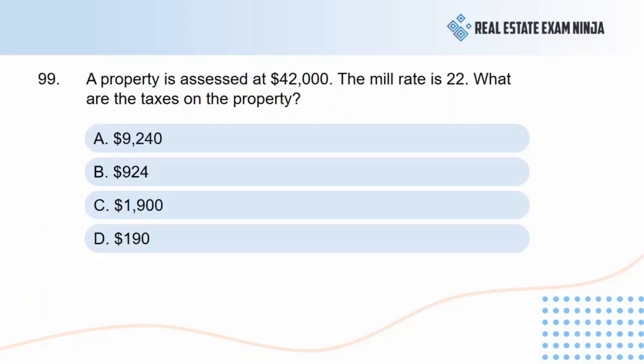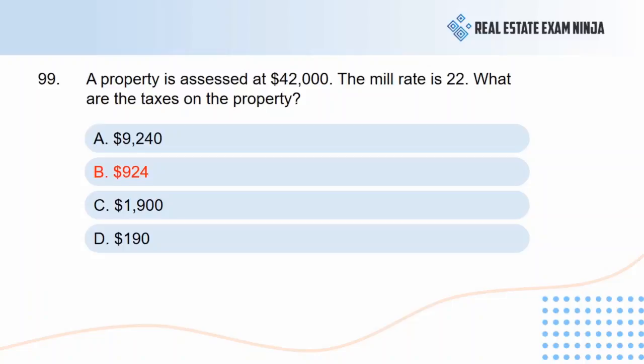Number 99. A property is assessed at $42,000. The mill rate is 22. What are the taxes on the property? A. $9,240. B. $924. C. $1,900. D. $190.